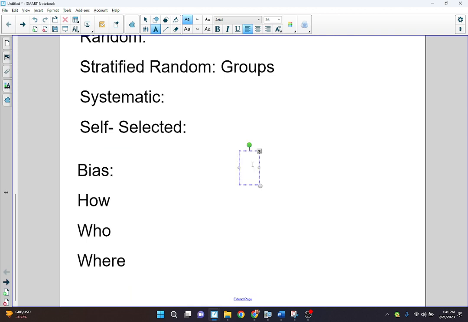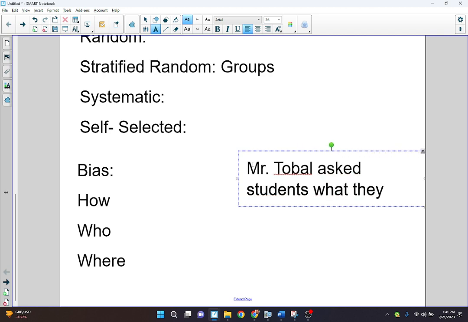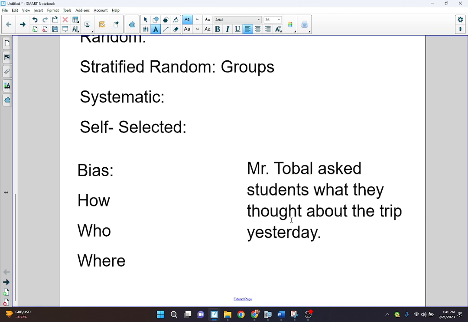So in the test, I'll give you a little sentence like, Mr. Tobel asked students what they thought about the trip yesterday. Now, I put this one because it's kind of hard. If I write this down, or if I do this, is there a bias that could happen or not? Depends how much the student wants you to think they like the trip.